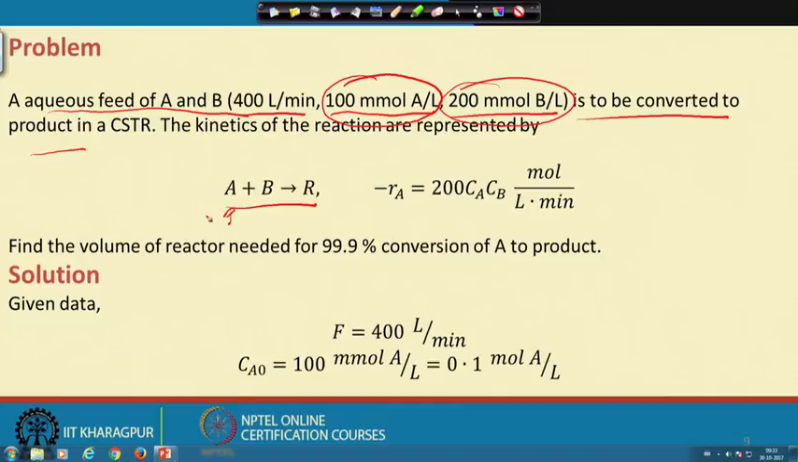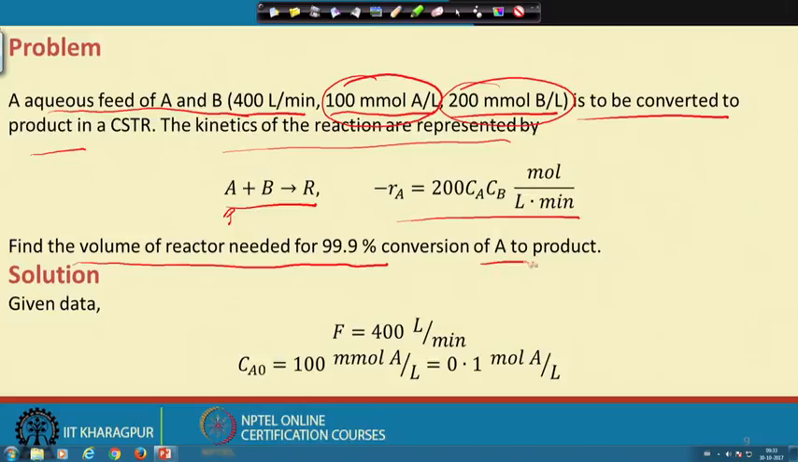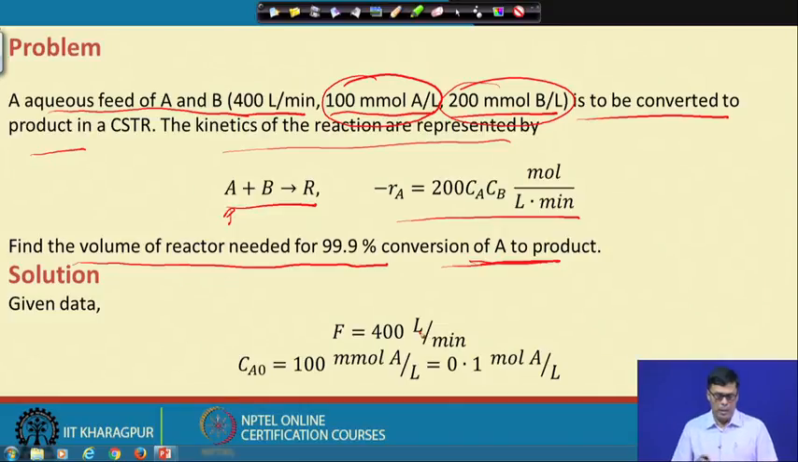The kinetics is represented by this equation. So find the volume needed for 99.9% conversion of A. Since this is the limiting reactant, this problem is to convert 99.9% of A; what should be the volume? The previous problem was, what is the percentage conversion efficiency. Now, in this problem, if we know the percentage conversion efficiency, what will be the volume of the reactor? Let us see how we can solve it.